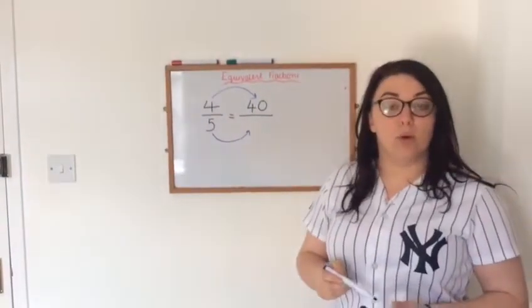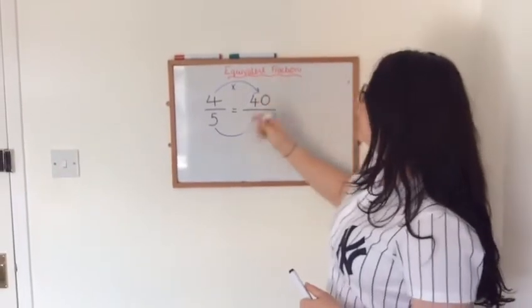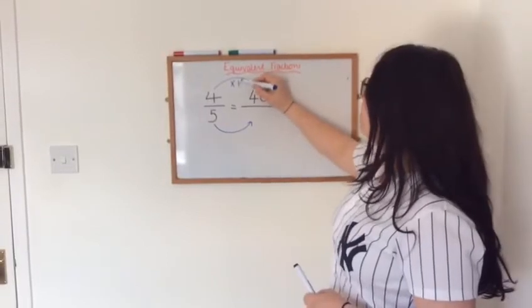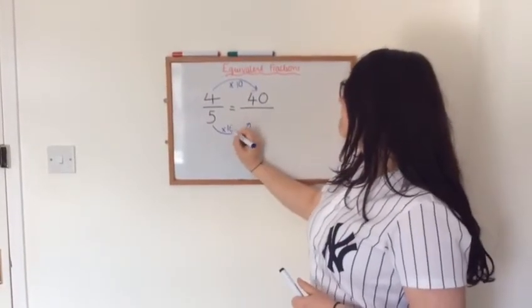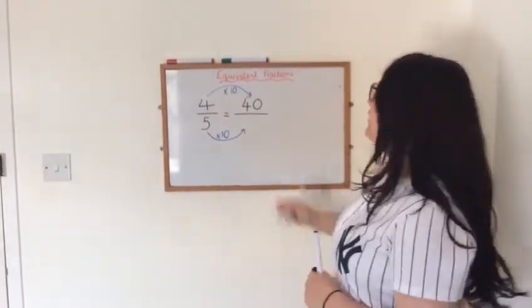As it's going from a smaller number to a bigger number, we must be timesing. To go from 4 to 40, we're going to be timesing it by 10. Whatever we do to the top, we're going to do to the bottom. What is 5 times by 10? Super easy. It is 50.